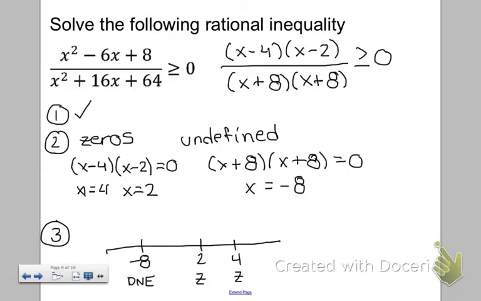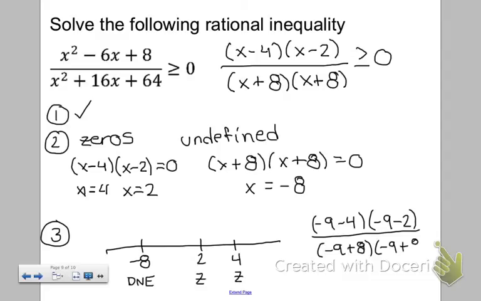I need to plug in a number. I don't know, let's pick -9. Okay, -9 is in that region. The number I get out when I plug this -9 in isn't really important. What's important is whether it's positive or negative. So if I plug in -9, I'm going to have -9 minus 4 times -9 minus 2 over -9 plus 8 times -9 plus 8.